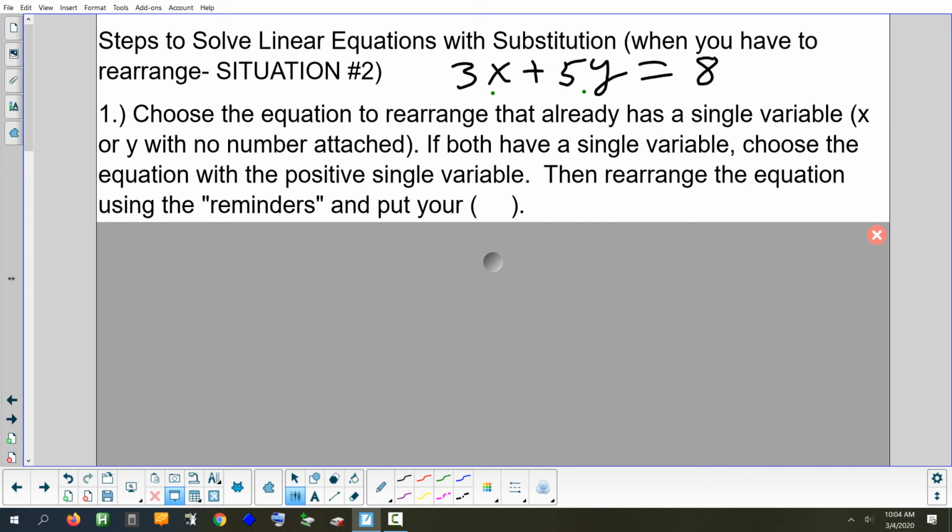Now, the second thing, I didn't read this off, but hopefully you guys copied it down. It says if both equations have a single variable, like this, you can pick either variable to get by itself. You want to get the x by itself? Fine. You want to get the y by itself? That's fine too. So when both equations have the single variable, you can do either one. Either get x by itself or y by itself.